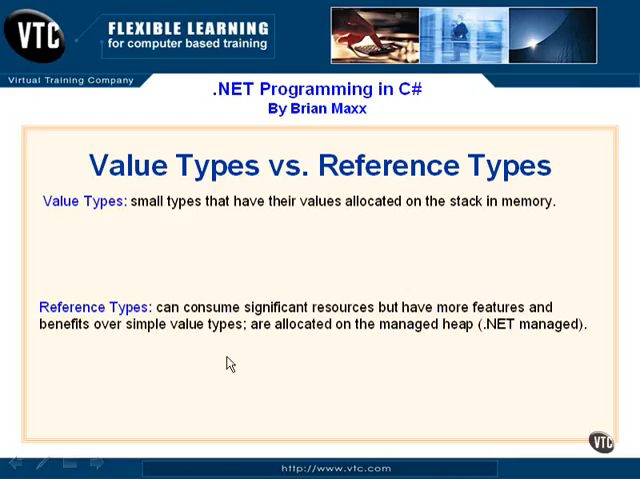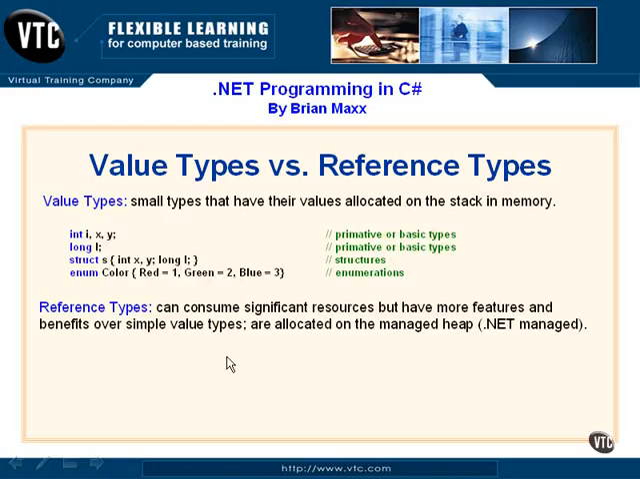But these reference types can consume a lot of memory, a lot of resources, but they definitely have more features and benefits over the simple value types. These value types are much smaller, and we'll talk about the features of those as well. For example, the primitive or basic types, like your integers, your longs, these are your basic primitives that we talked about. Structures are also value types, and enumerations are also value types. These value types cannot be null, and they must contain data.